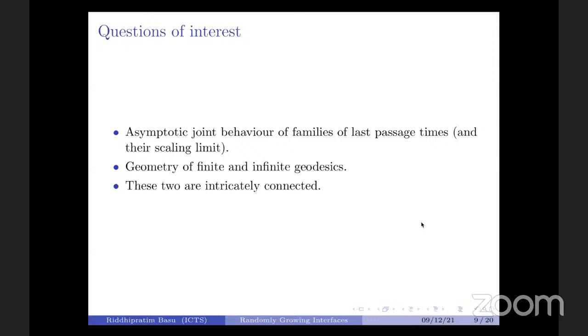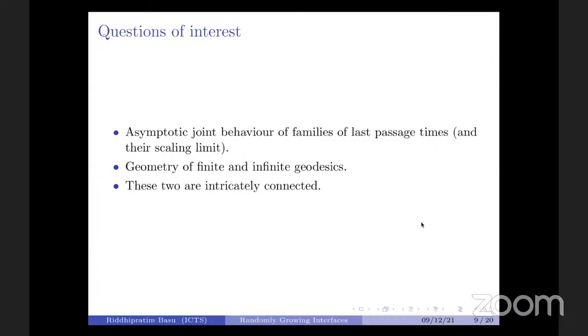But if you are coming from a geometry perspective, it also makes sense to understand the geodesics themselves, the structure of geodesics in any kind of geodesic space. Remember, this is not quite a metric. This is an anti-metric because of the last passage nature of the problem. It satisfies the reverse triangle inequality rather than the triangle inequality, but the geometric behavior is kind of the same. So if you are studying geodesic spaces, it's very interesting to study the structure of finite and infinite geodesics. Those are also questions of interest here.